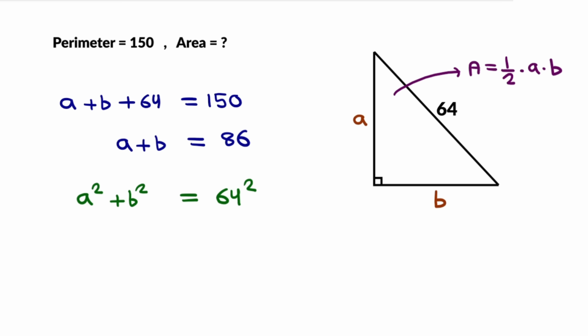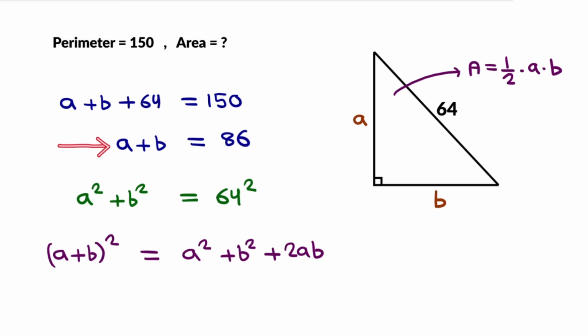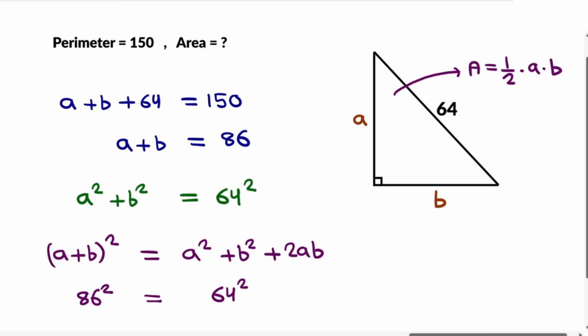There's a famous identity. The quantity A plus B, all squared, equals A squared plus B squared plus 2AB. Now watch how perfectly everything fits together. We already know A plus B is 86, so the left side becomes 86 squared. And we already know A squared plus B squared equals 64 squared. Substitute everything in, and we get 86 squared equals 64 squared plus 2AB.